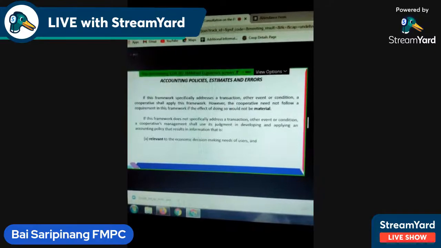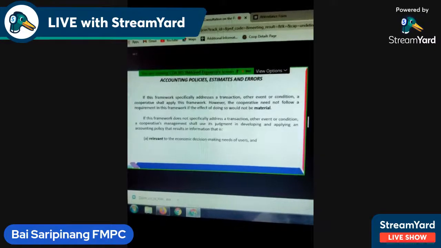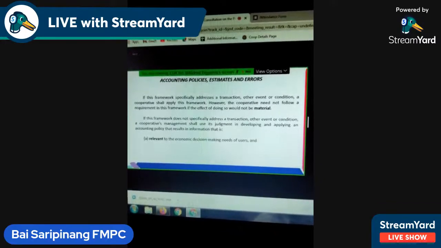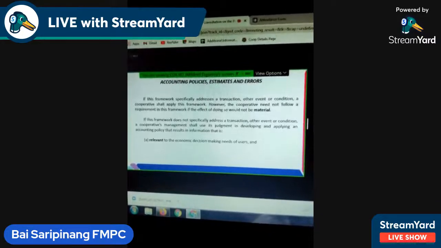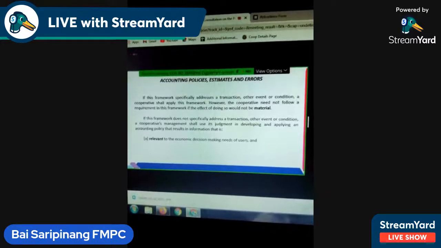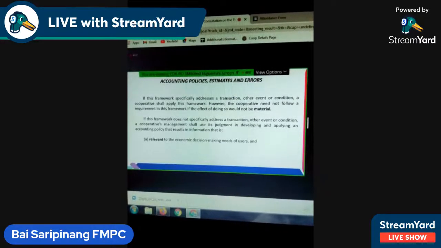Now, if this framework specifically addresses a transaction, other event or condition, a cooperative shall apply this framework. However, the co-op need not follow a requirement in this framework if the effect of doing so would not be material. You don't have to.